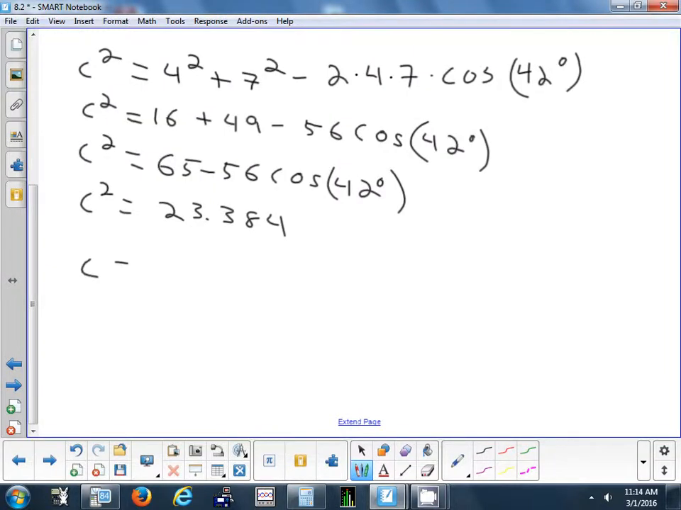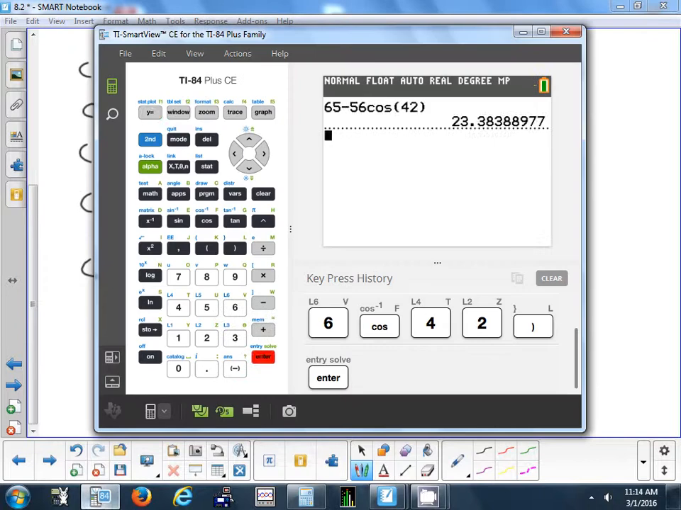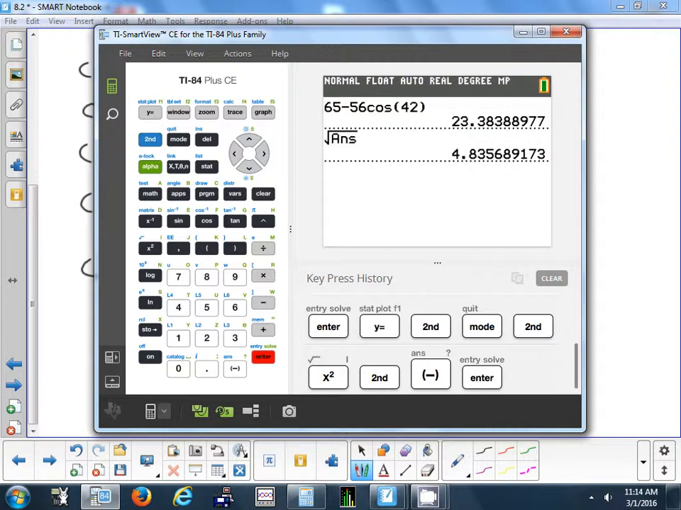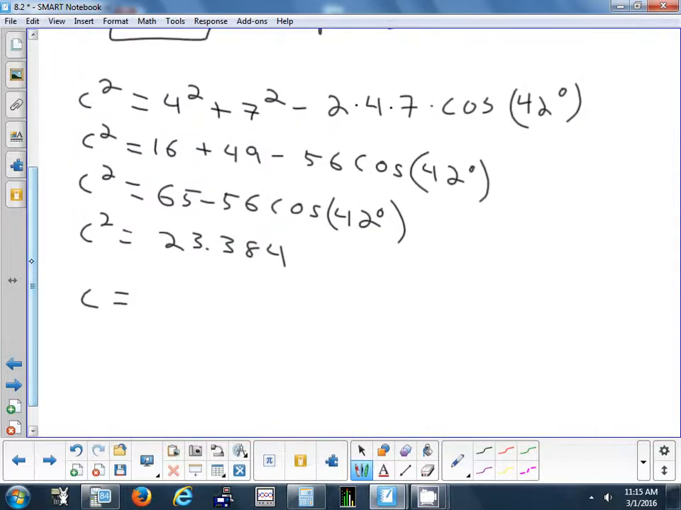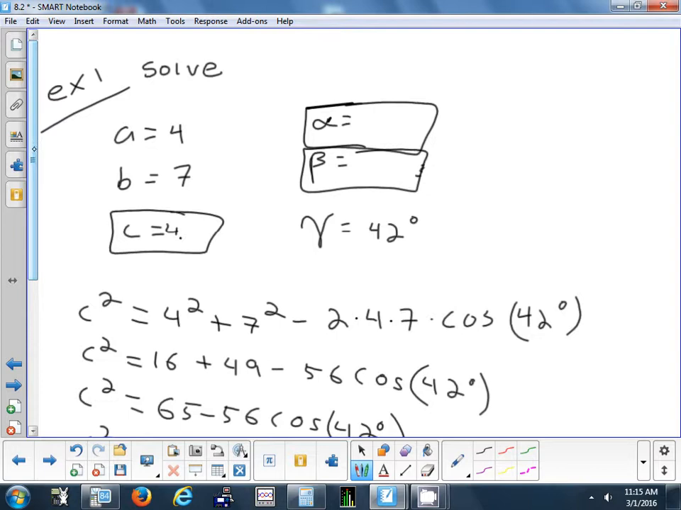And how would I get c? Take the square root of that. So, oops, one second, let's see, square root of my last answer. All right, so 4.836. Let's write that, 4.836. Let's sketch this out and see what kind of triangle we have now.